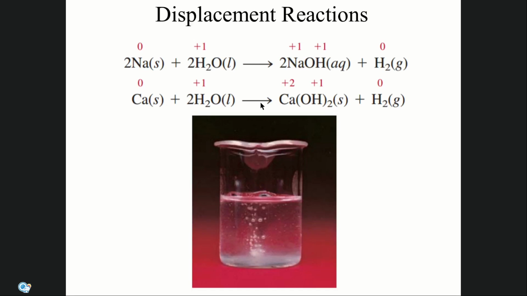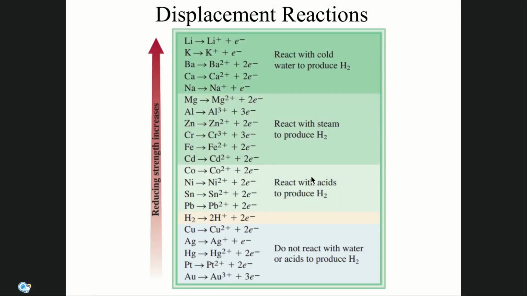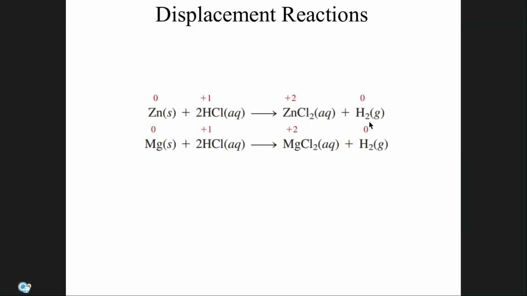Many metals, including those that don't react with water, are capable of displacing hydrogen from acids. For example, zinc and magnesium don't react with cold water, but react with hydrochloric acid, like in these reactions. A metal in a compound can be displaced by another metal in the elemental state.